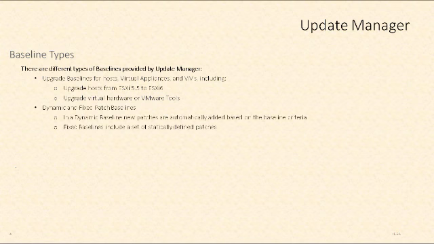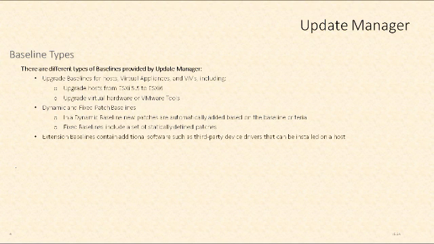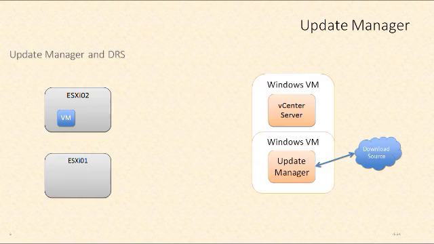You can also enable dynamic and fixed patch baselines. In a dynamic baseline, like critical host updates, new patches are automatically added based on the criteria of that baseline. If you want to create a fixed baseline, that's static. It's never going to automatically change. And you can even use an extension baseline to add some new software, like, for example, a third-party driver that needs to be installed on an ESXi host. All right, so let's look at how remediation is done.